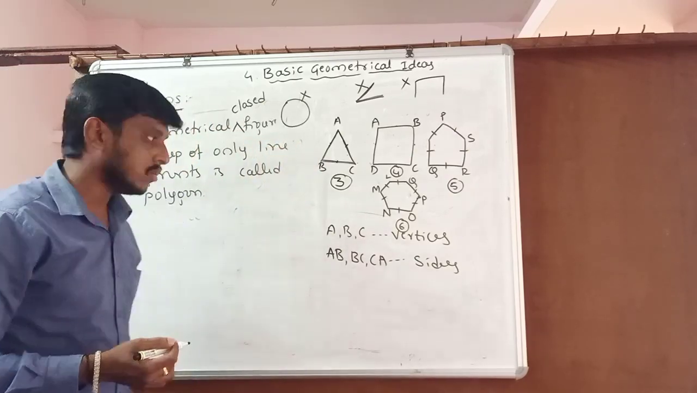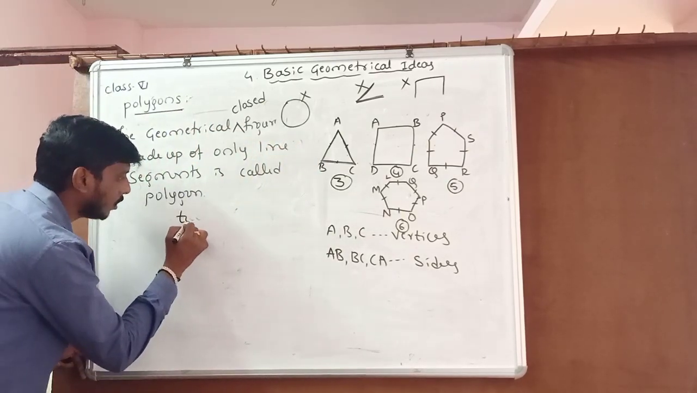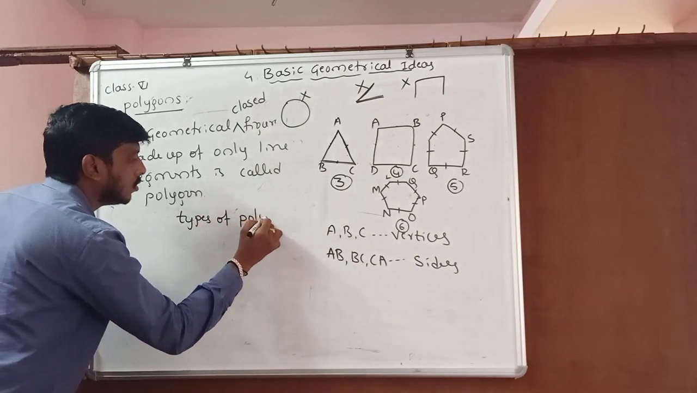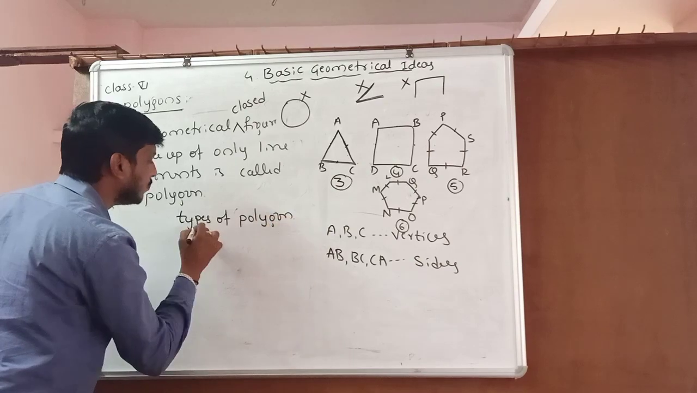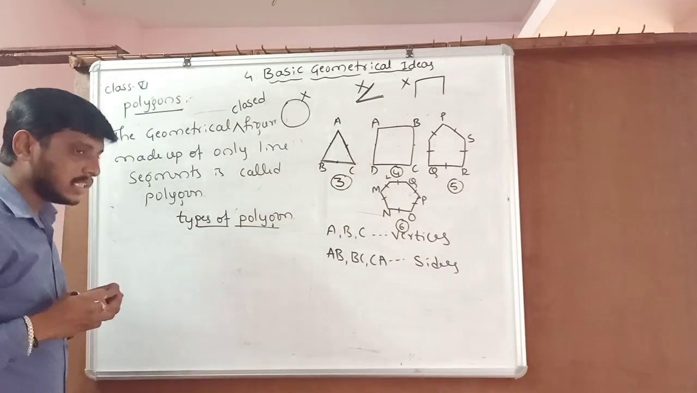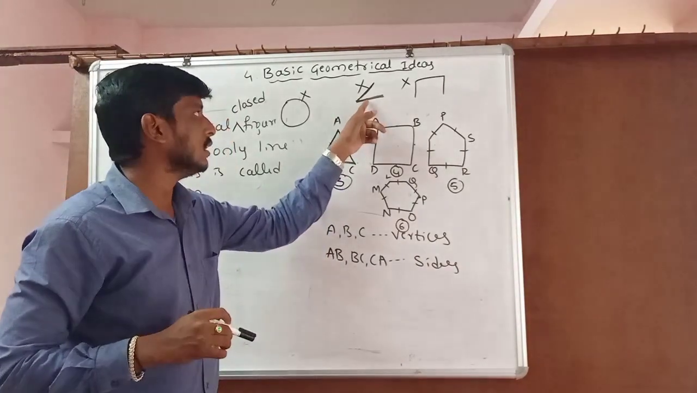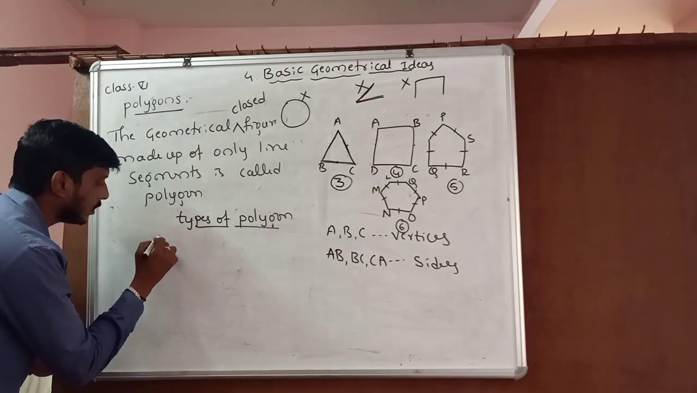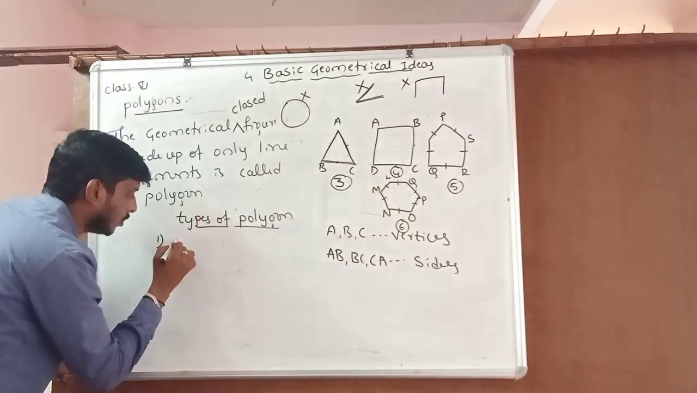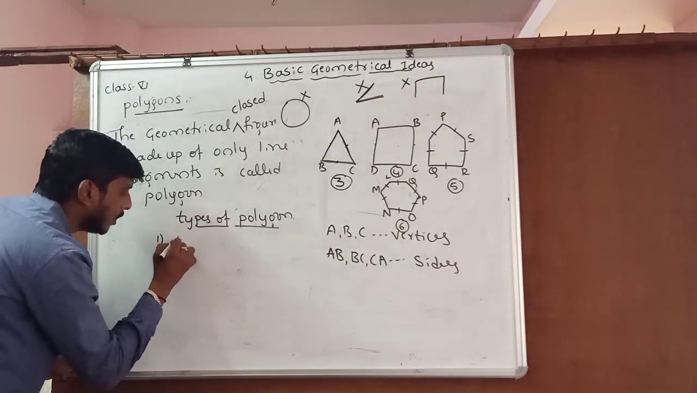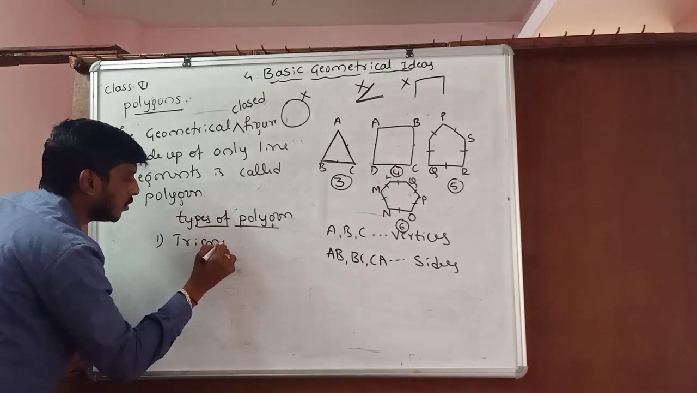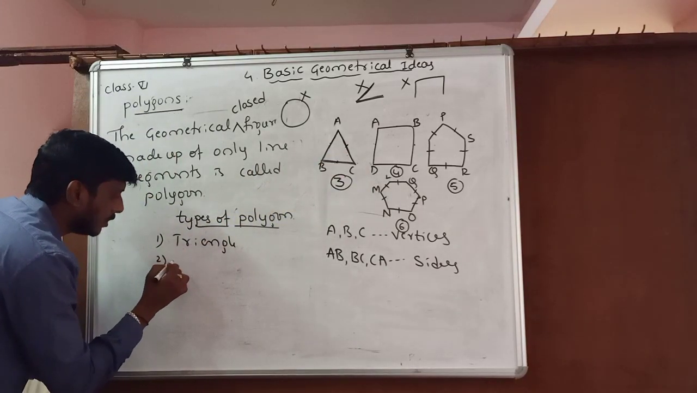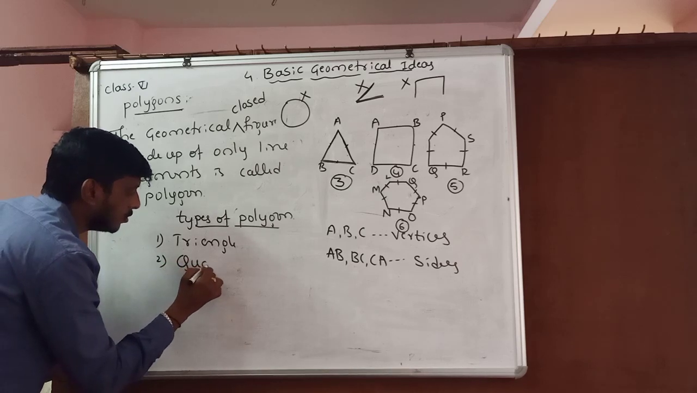What are the types of polygons? I will write types of polygon. How many types are there? Very simple. The first one starts from triangle only. Why? Because if it has two line segments, it is not a polygon. So the first one is what? Triangle. What shape is it? A triangle shape. The first type of polygon is a triangle. It must have how many line segments? Three line segments.